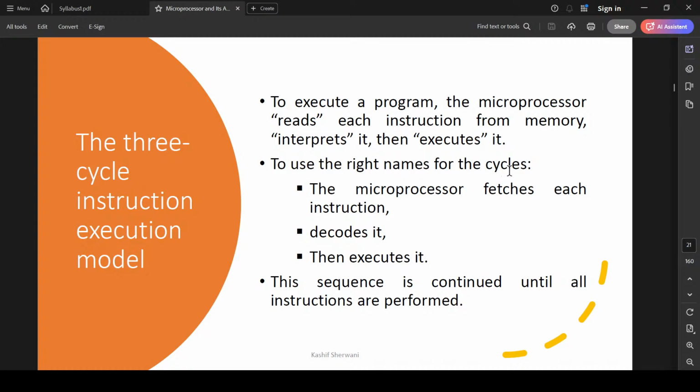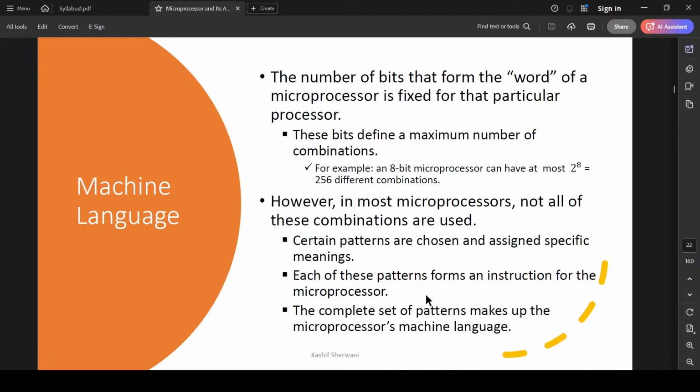To use the right names of the cycles, the microprocessor fetches each instruction. So in technical terms, it is fetching, decoding, and then executing. This sequence is continued until all instructions are performed. The number of bits that form the word of a microprocessor is fixed for that particular processor. These bits define a maximum number of combinations.